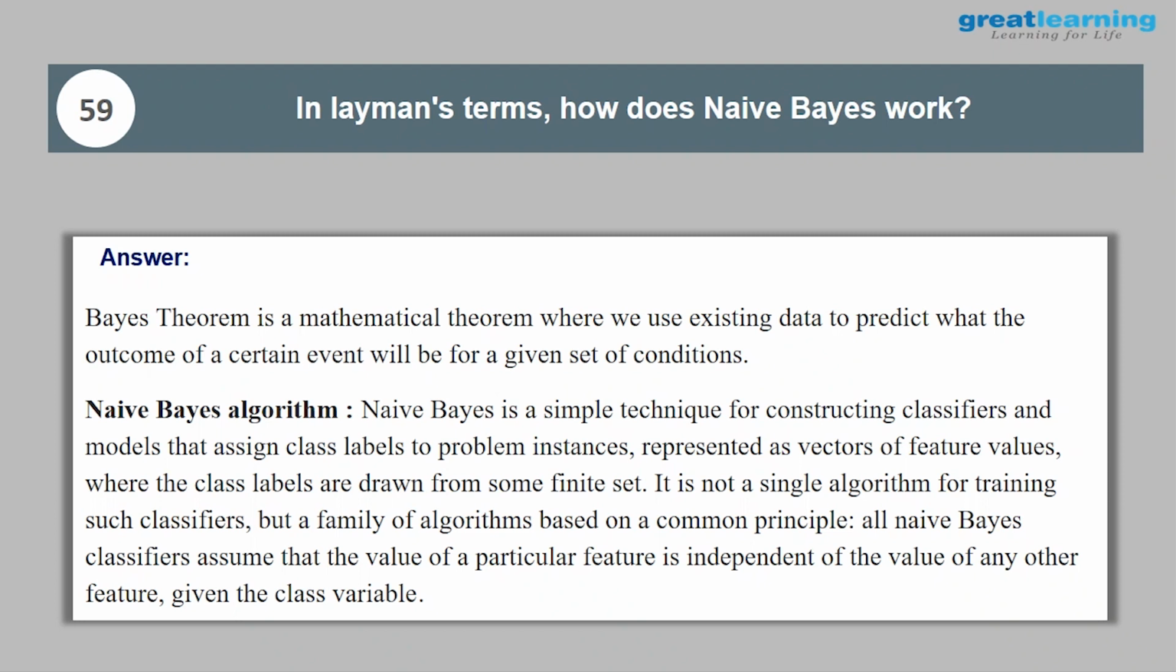Naive Bayes is a simple technique for constructing classifier models that assign class labels to problem instances, represented as vectors of feature values, where the class labels are drawn from some finite set. It is not a single algorithm for training such classifiers, but a family of algorithms based on a common principle. All naive Bayes classifiers assume that the value of a particular feature is independent of the value of any other feature, given the class variable.